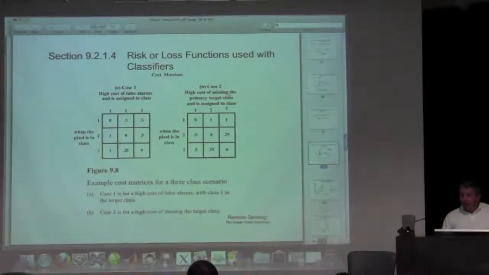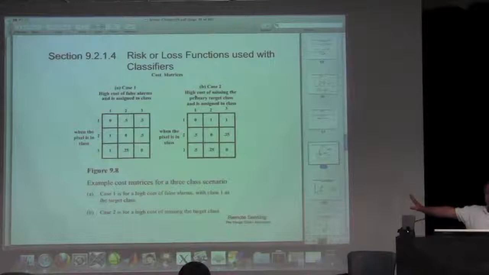All right, case 2, high cost of missing the primary target. What does that mean? Well, that's on the other side of that curve. That's the missed target side. So in that same case, if I was more worried about missing targets that fell to the right of that decision point, I'd want to push that decision boundary off to the right-hand side. So in that case, I would reverse these two values, and I would place a higher cost on assigning a pixel to class 2 when it was really in class 1. And I'd assign a lesser cost to assigning a pixel to class 1 when it was really in class 2. Okay?